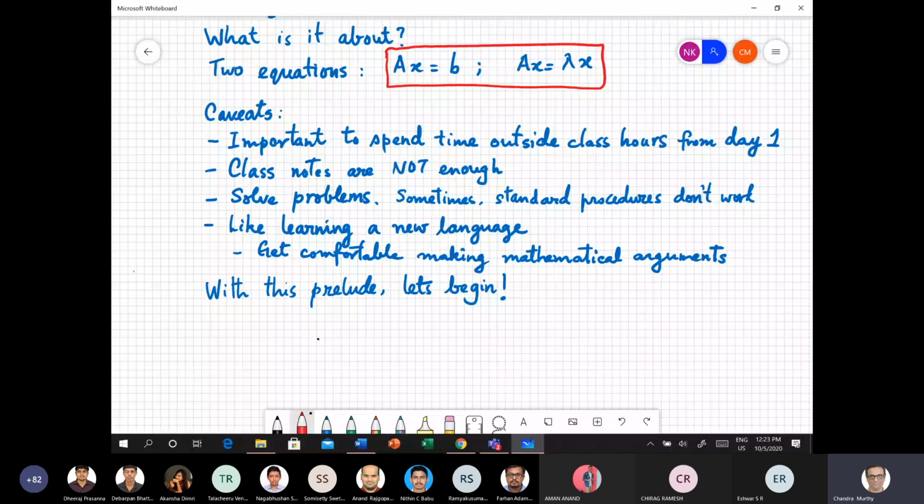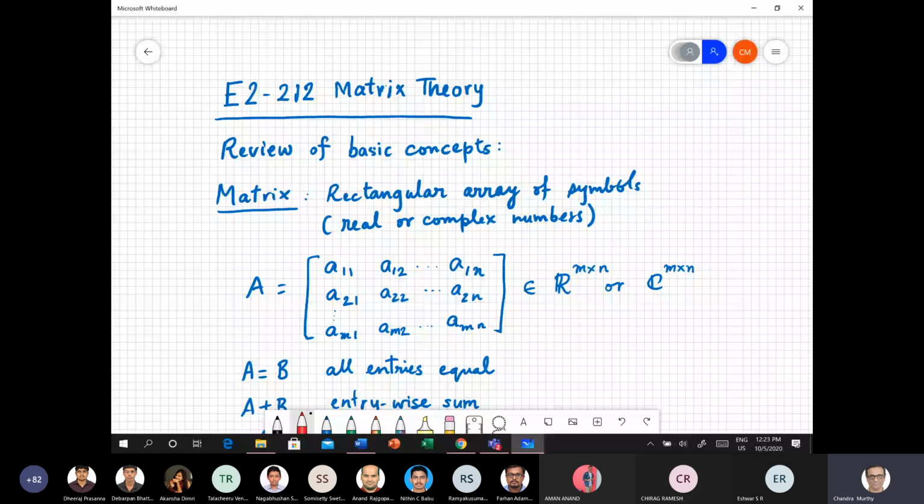Okay, so let's begin. We'll begin with a review of some basic concepts. Again, these are concepts that you should already know. If you're not comfortable with the things that I'm talking about now, then you should check whether this is really a course that you want to take or not.